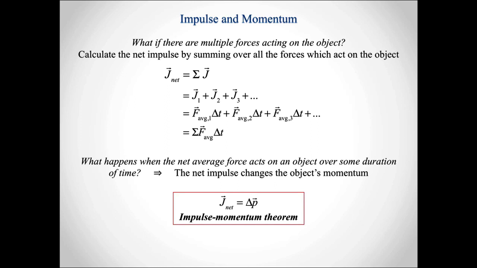So what happens when you have some net average force that acts on an object over some duration of time? Basically, when that net average force is not zero and you let it act over some chunk of time, you have a net impulse, and that net impulse changes your object's momentum. We'll come back and set this up a little bit more carefully in a minute when we explicitly tie in Newton's laws. But what we're basically building is what's known as the impulse-momentum theorem, which tells us that the net impulse exerted on your object is equal to the object's change in momentum. This will be one of the things that helps us think about how the forces acting on our object work to change its momentum.